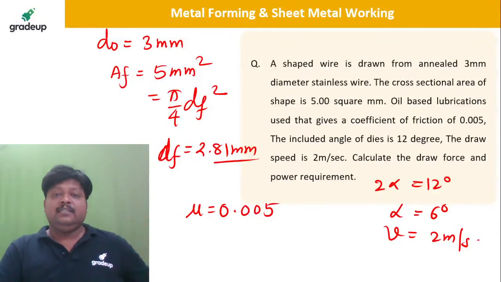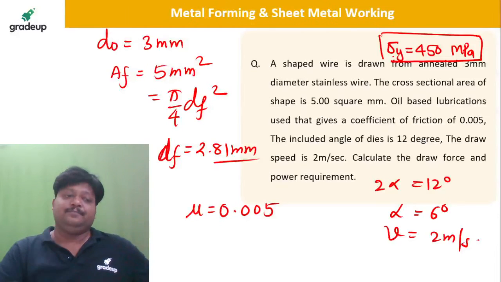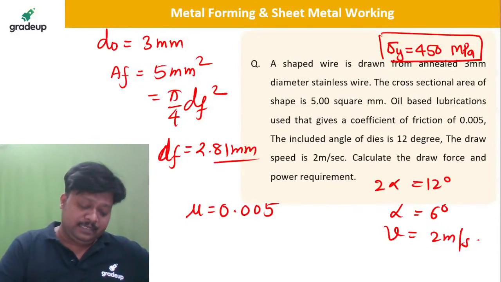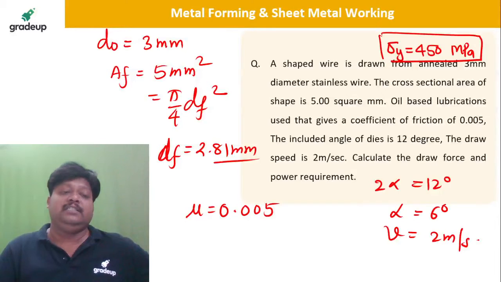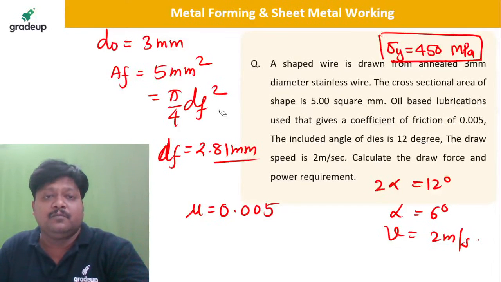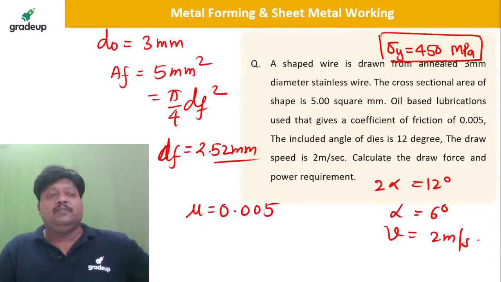You have to take the flow stress here. Please write 450 for same exam. So 5 into 4, 20 divided by pi, root over the answer, 2.52. Yes, 2.52. That is absolutely correct. So I want people like you. Very good, excellent. Yes, 2.52 came.